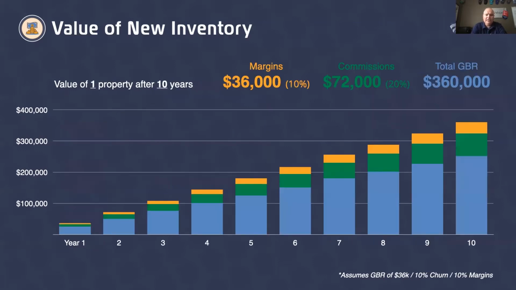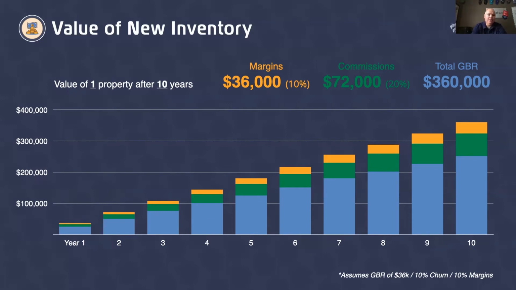All right, so here's how it looks after 10 years. You've got $360,000 in gross booking revenues, $72,000 in commissions, and you've netted about $36,000 in net margins. Not bad. And again, most vacation rental managers have never actually calculated the lifetime value of one new property.